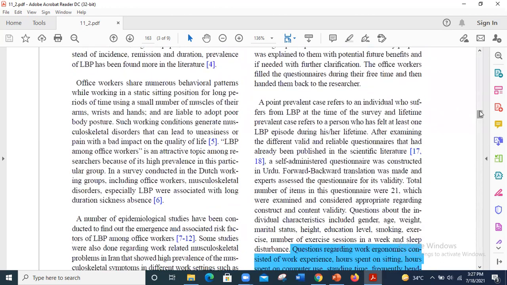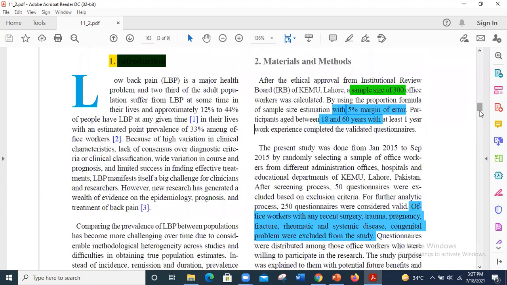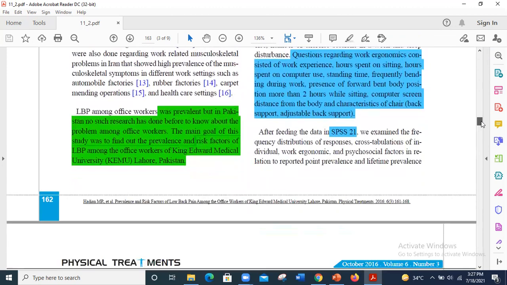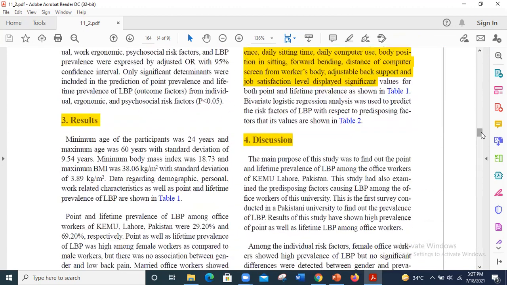The next section is again about materials and methods. If you don't want to read all the lines over there, you can simply find a table having questions. If you are developing your questionnaire, you can check the table and see what questions they are asking in the research paper. You can simply follow those questions and make your own questionnaire.